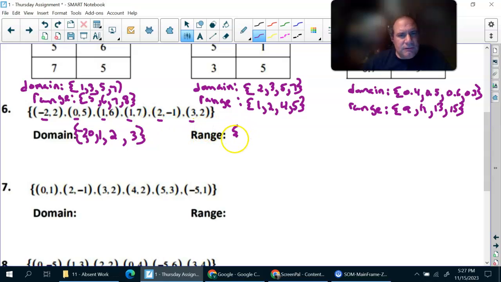The range would be the y. So that's a -1. And then we have a 2. And we have 2 twice. So I'm using that. And then we have 5, 6, and 7.